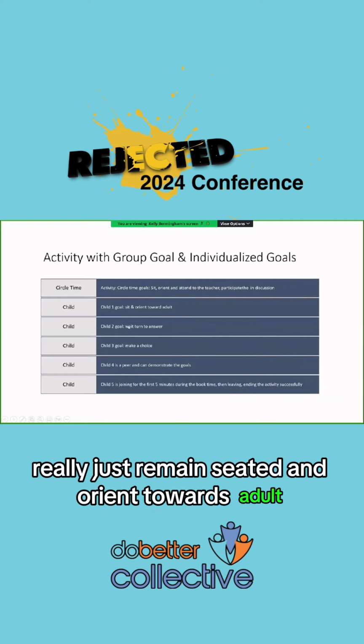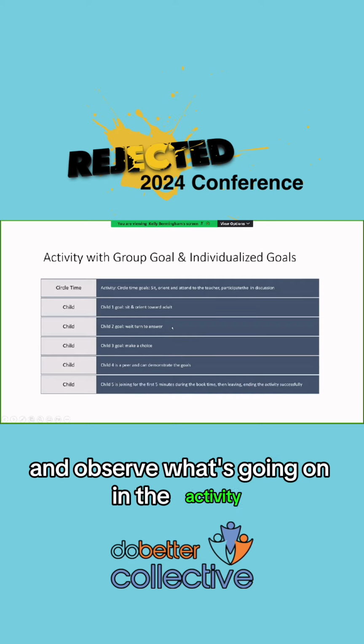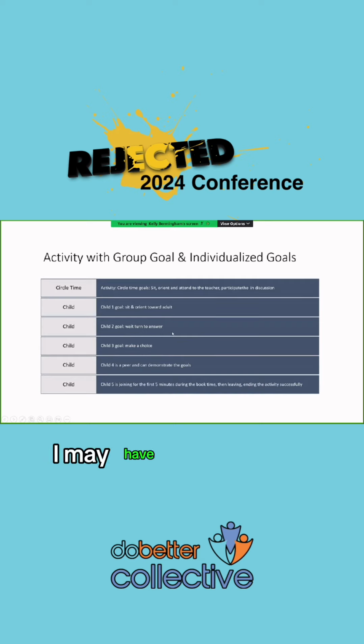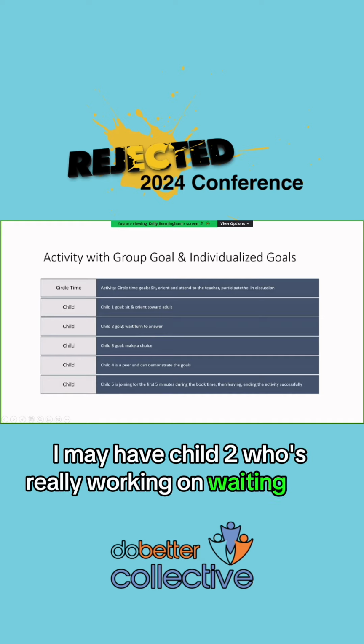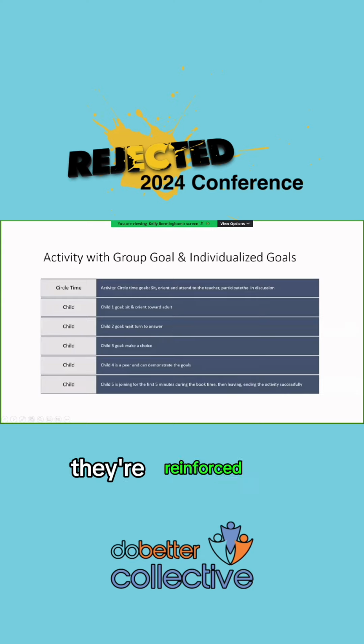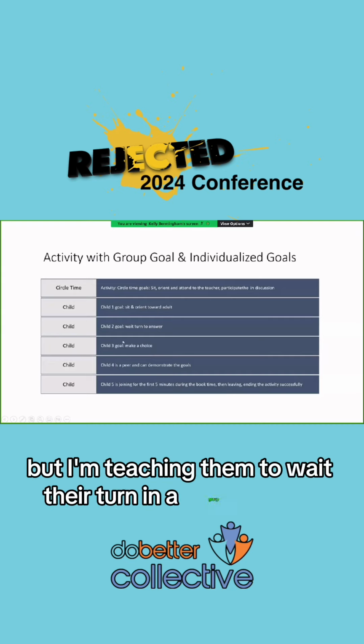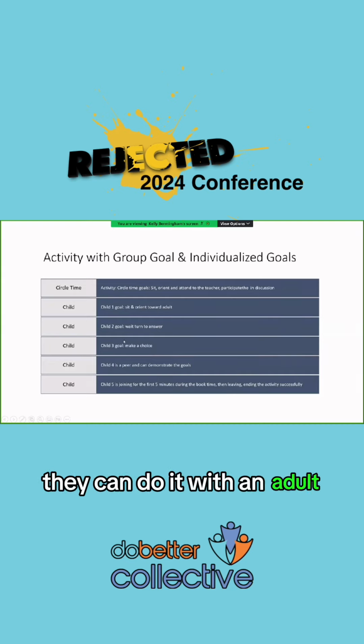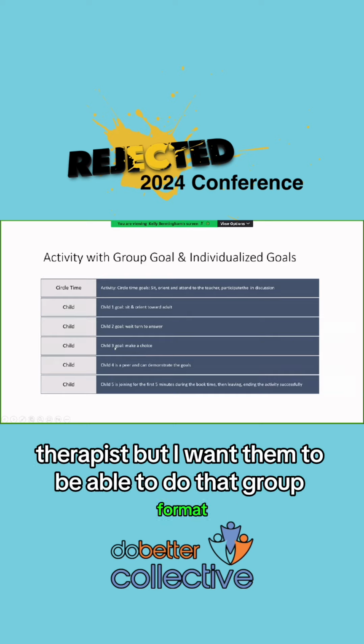So child one, I may have a child whose individual goal is really just to remain seated and orient towards the adult and observe what's going on in the activity. I may have child two who's really working on waiting their turn to answer because they really like to answer. They have a lot of great language. They're excited. They're reinforced by conversation, but I'm teaching them to wait their turn in a group format. They can do it with an adult and with their one-on-one behavior therapist, but I want them to be able to do that in a group format.